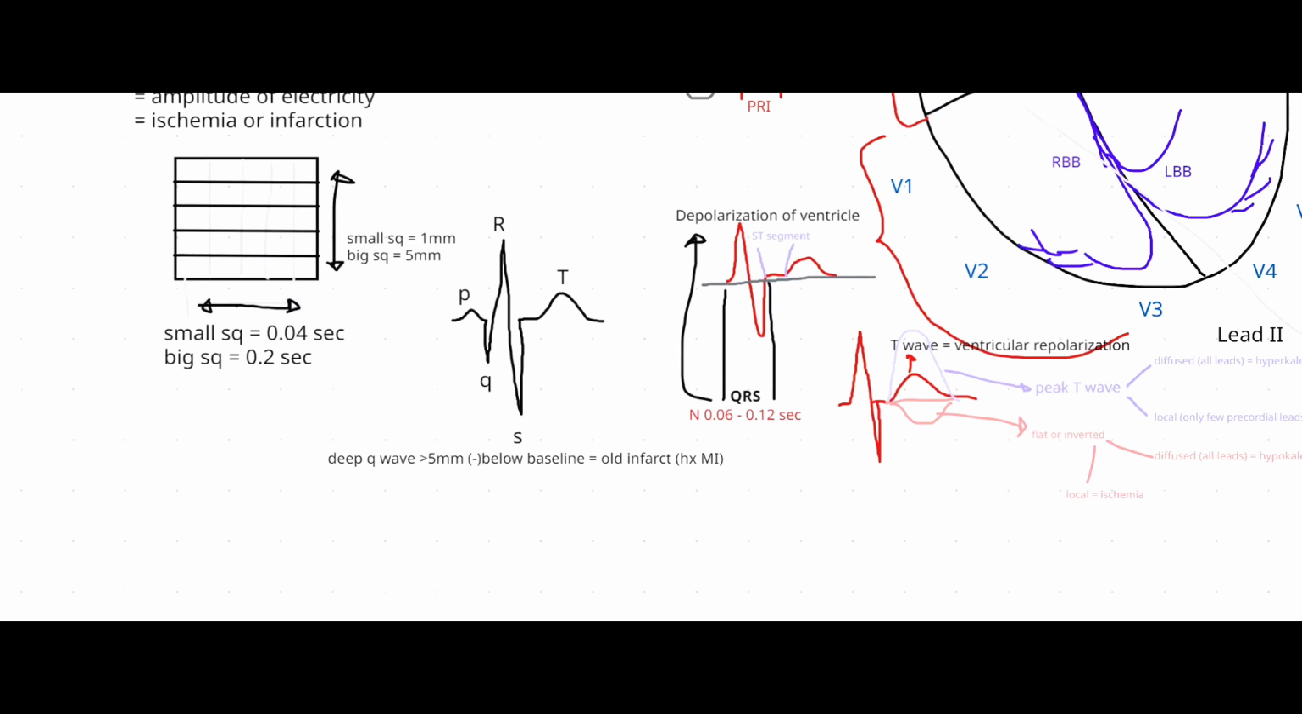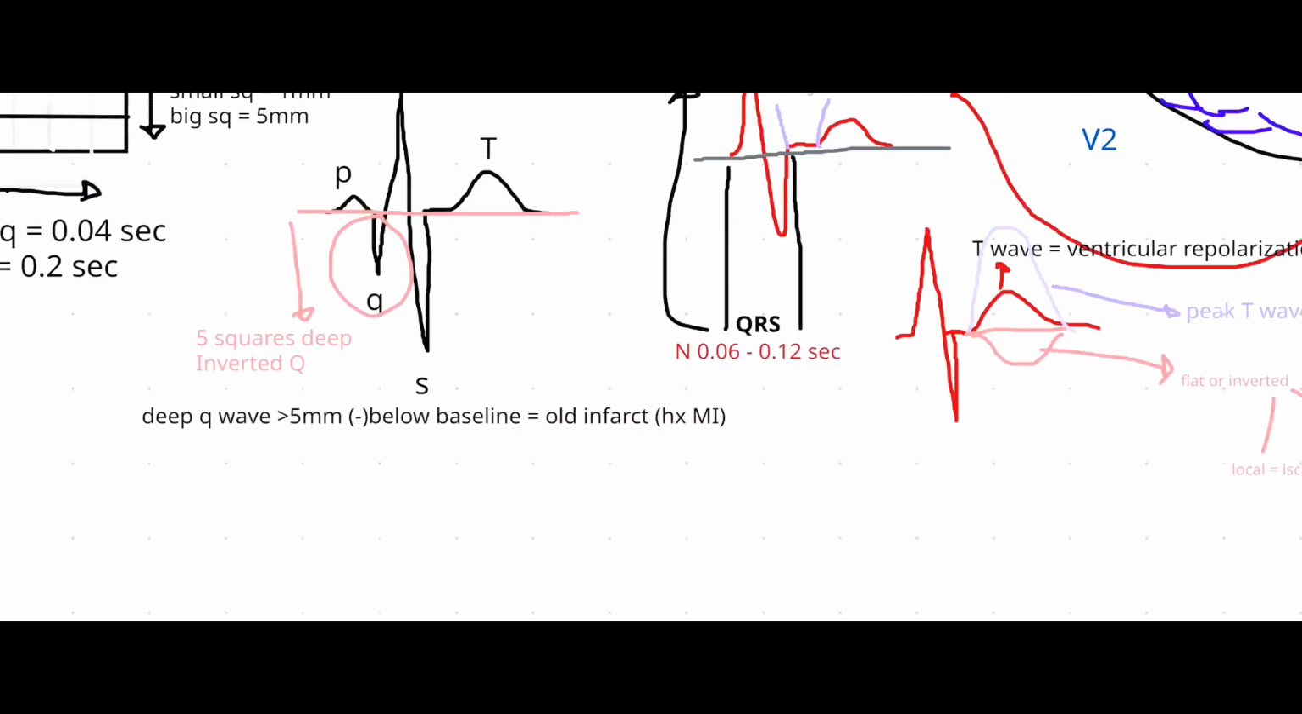You're measuring this, this is the Q, right? So from the baseline, it's 5 squares deep. Okay, so it's 5 squares deep. That's what we call a deep Q wave, or an inverted Q, right? Inverted Q. But not all inverted Q is a sign of an MI, only if it's this deep or deeper.